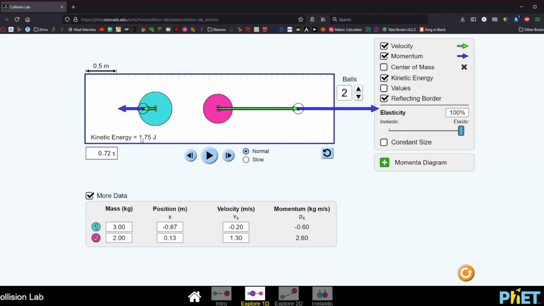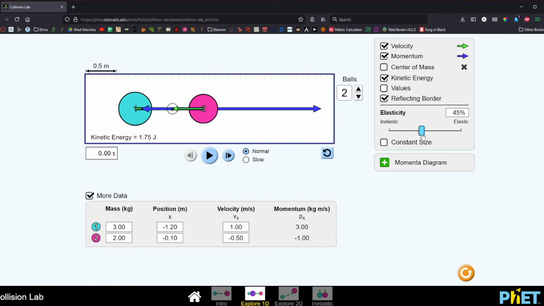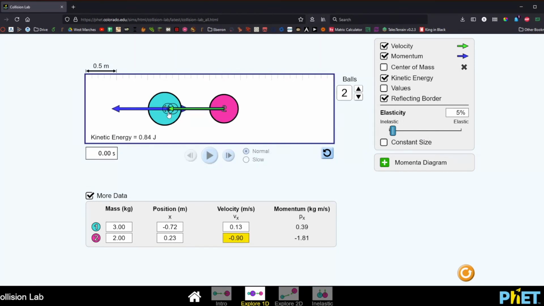But if you look here in the bottom left-hand corner of the actual simulation, and this is the worst place to put it, the kinetic energy will change. So this one, it starts at 1.75. If the elasticity is 45%, the kinetic energy changes. If it's at 0%, I lost it. Okay. The only time it will stay the same is if it is at 100%.